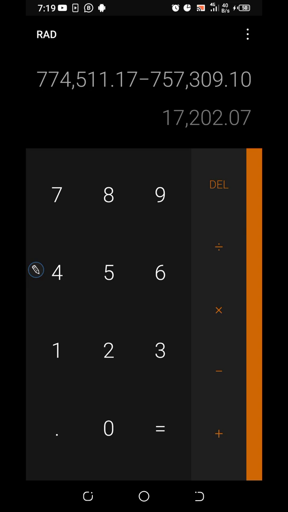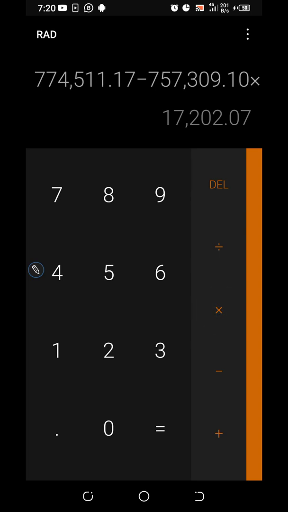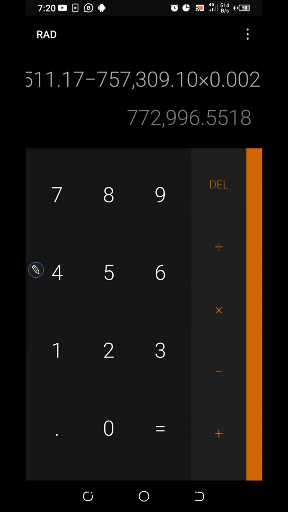But we are not just interested in knowing the points we're going to lose. We want to know the dollar equivalent. So I'll multiply it by the lot size that I want to open. If you want to open a 0.001 lot size, then you multiply this figure by 0.001. If you want to open 0.005, then multiply it by 0.005. Let's assume I want to open with 0.002, multiplied by 0.002.